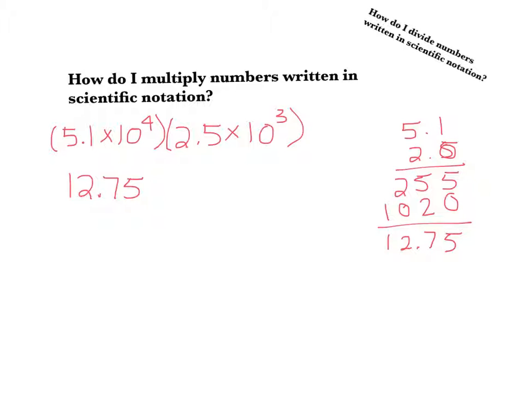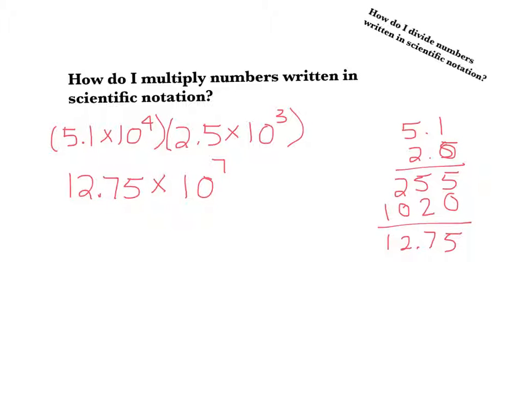Now, the next thing we need to do is to count the total number of tens. We do this by adding the exponents. If we have 4 tens here, and then we have 3 more tens here, that's going to give us a total of 7 tens. So we have times 10 to the 7th.